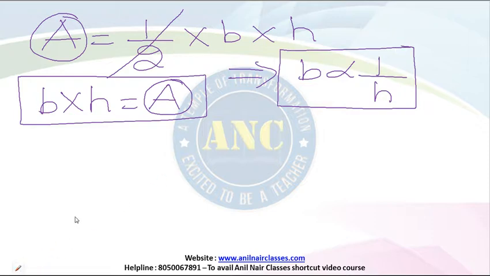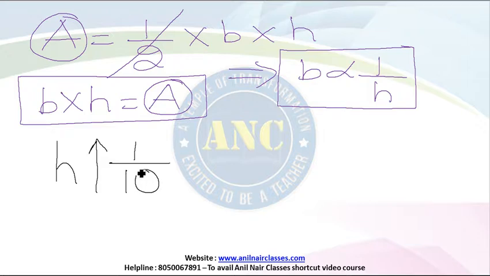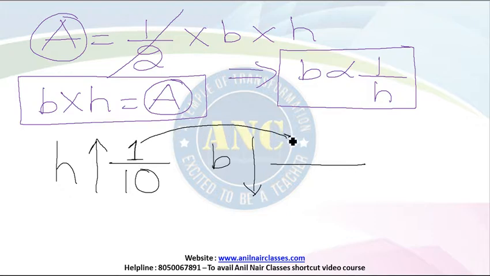Or in simple language, the question says the altitude of a triangle increases by 10%. 10% means 1 by 10. If height increases, then base should decrease. By what value should it decrease? I already explained it. If it is 1 in the numerator, copy paste the same 1 in the numerator here also. There is no change in the numerator.